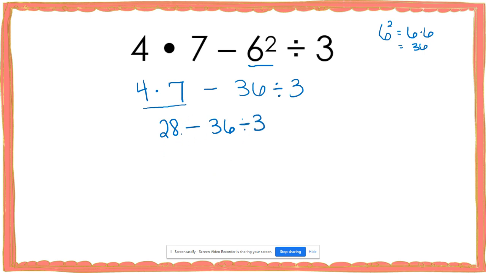Now I have subtraction and I have division. The order of operations tells me I would do my division first. So I'm going to solve 36 divided by 3. When I do 36 divided by 3, I get 12. So now my problem says 28 minus 12. And now all I have to do is subtract 28 minus 12. And when I do that, I get 16.